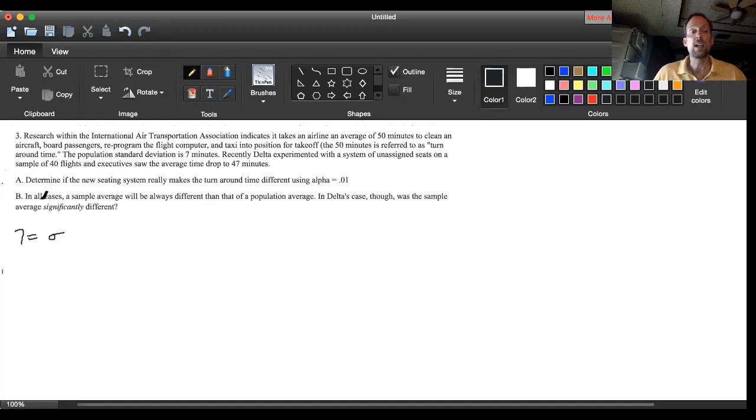And now I'm going to take a look and see if I can find the information they gave me about their sample. They mentioned that they looked at a sample of 40 flights, so 40 must be my n. I'm going to write down 40 equals n, my sample size. And they mention another average in context with that sample of 40, the average of 47. That's letting me know the 47 is going to be my X bar.